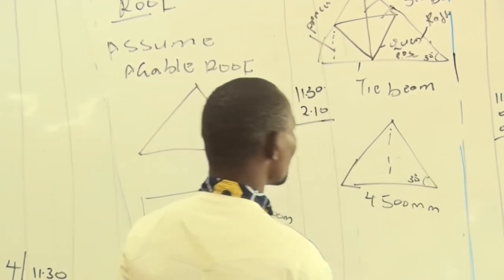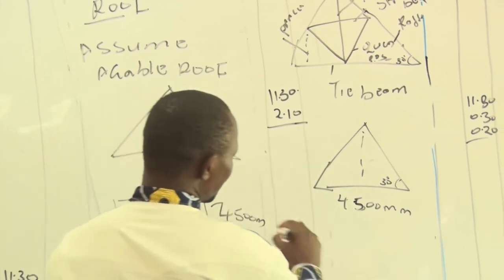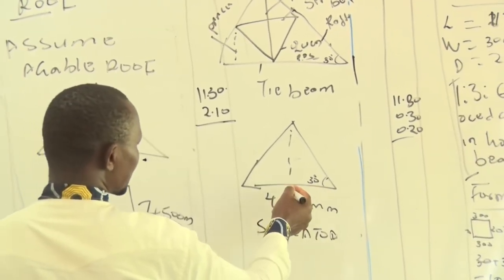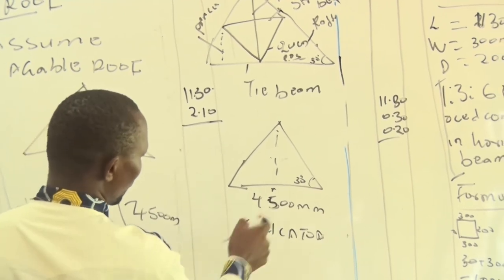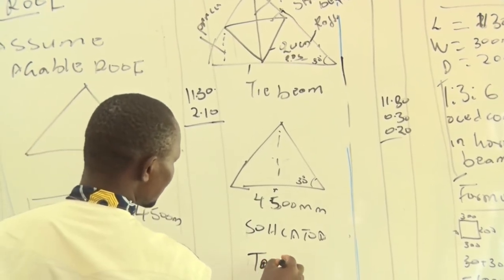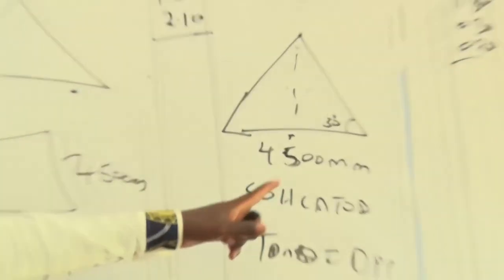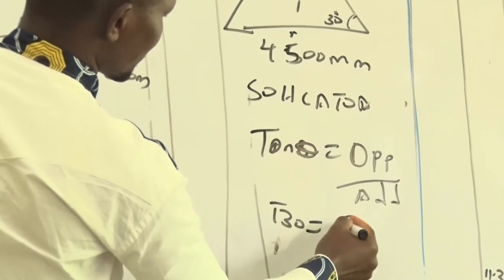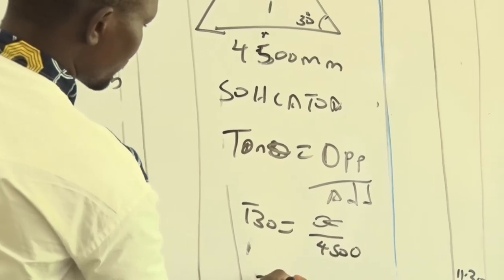From trigonometry, we know that we have what is called SOH CAH TOA. This is the adjacent. We don't have the opposite. So tan theta is equal to opposite over adjacent. We want to get the opposite of 30, so tan 30 is equal to the opposite, which is x, and the adjacent is 4500.